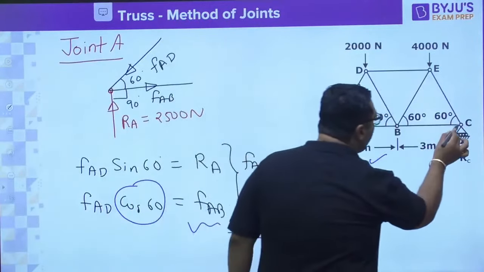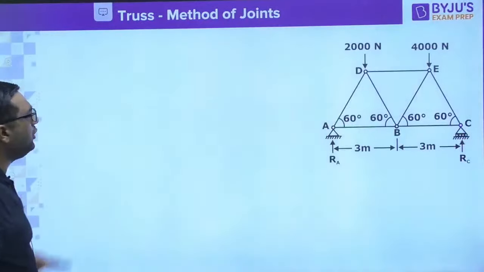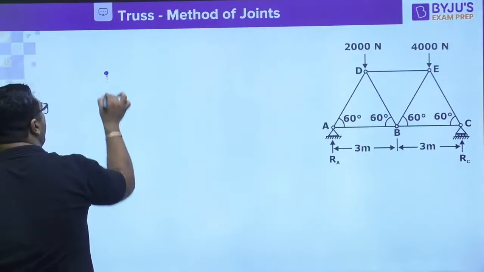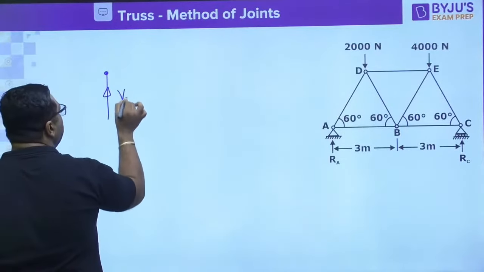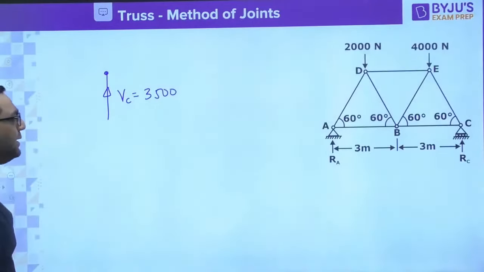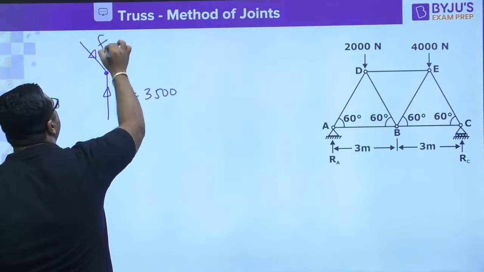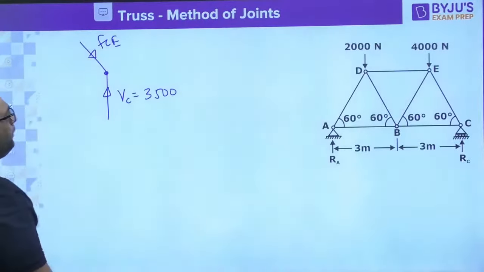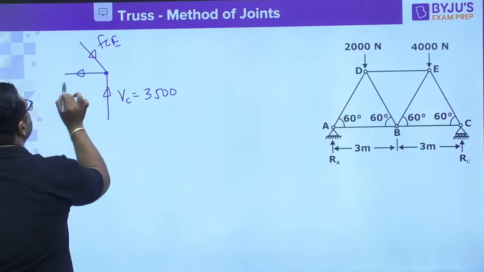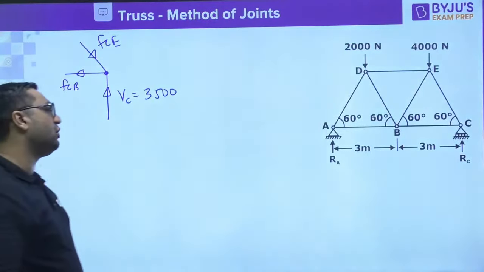Now I am going for joint C. Okay guys, so now I am going for joint C. When you go for joint C, once again you know that VC is already 3500. So if you are using common sense, then the force in member CE will be coming in this direction. And to balance this, the force in CB will be coming like this, FCB. So by this you can tell whether the member is under tension or compression.